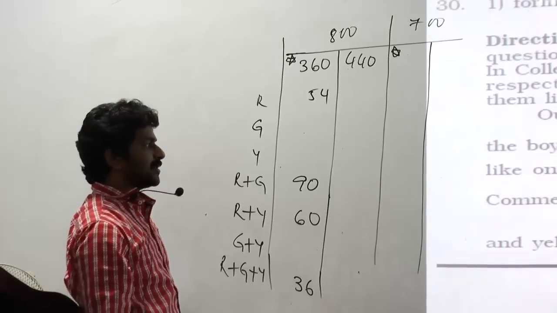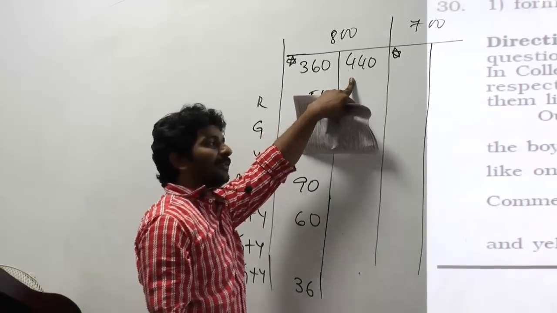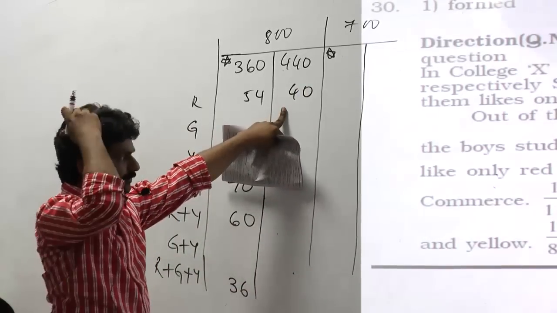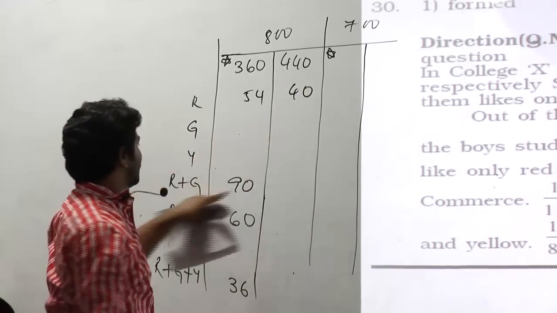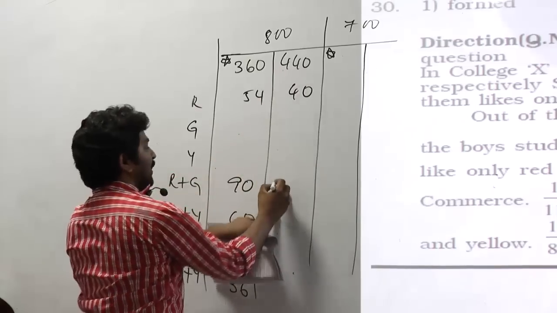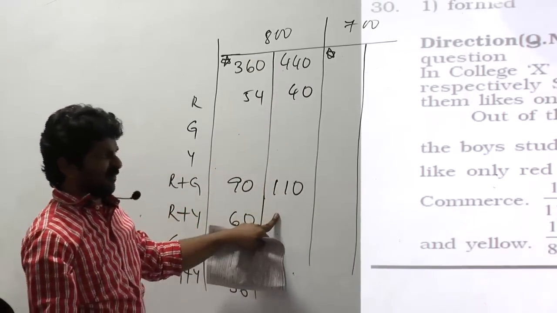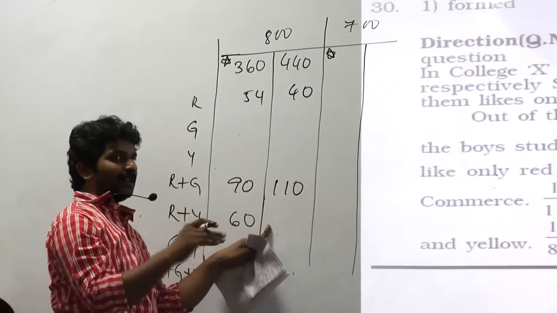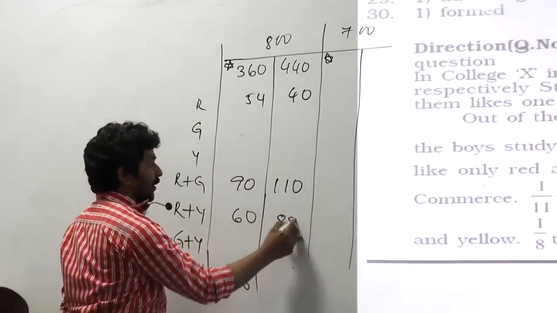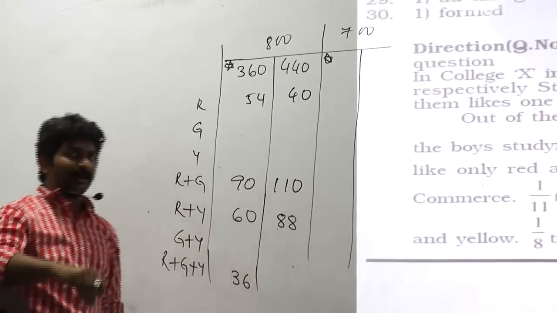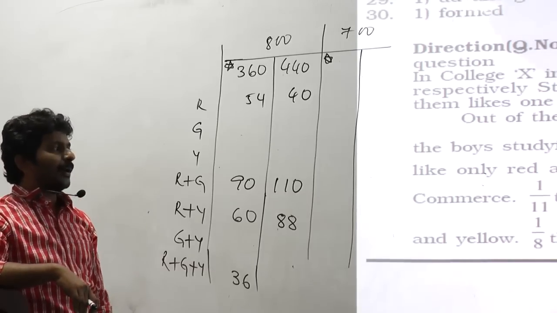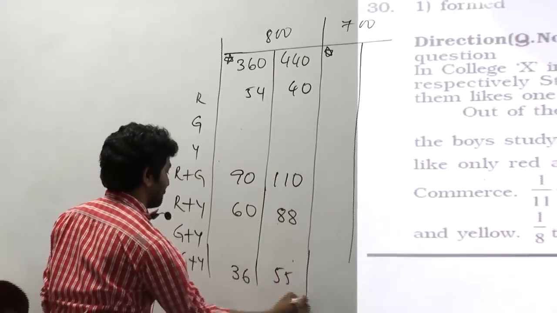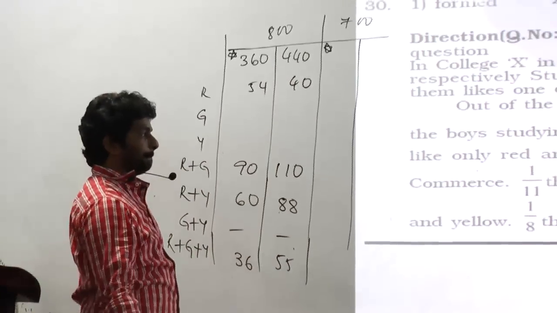Out of the boys studying commerce, 1/11 like only red, 1/11 which is 40. 1/4 like red and green, 1/4 which is 110. 1/5 like red and yellow, 1/5 of that, take 1/10 and double it. 1/10 is 44, double it, you will get 88. 1/8 like all the three colors, 1/8 of this, 55. This is not given.